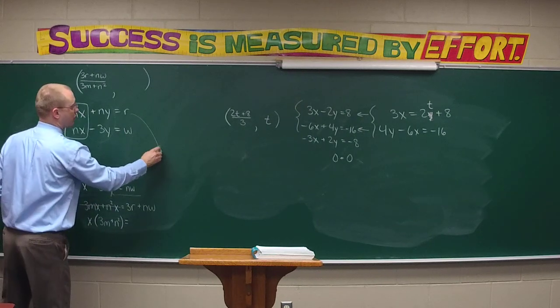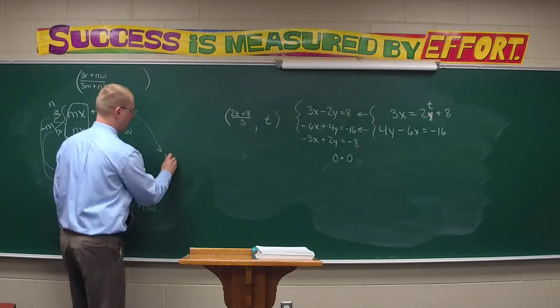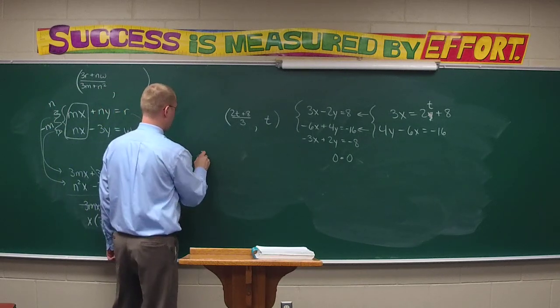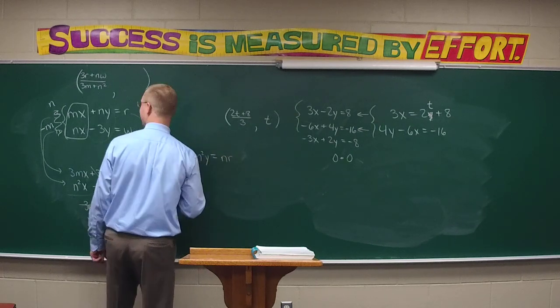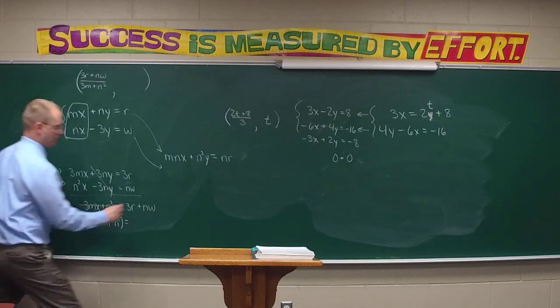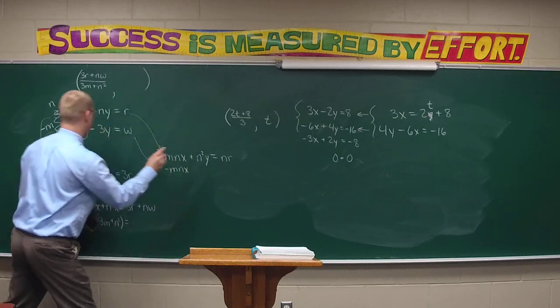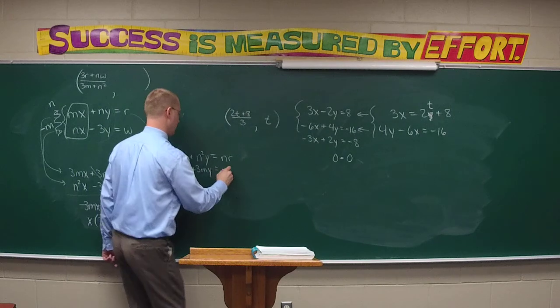Top equation is going to become what here, Abby? mnx plus n squared y equals nr. Oh, yeah, that's what I meant. All right, and then in the bottom equation, that's going to become what, Audrey? Negative mnx positive 3my equals negative mw.